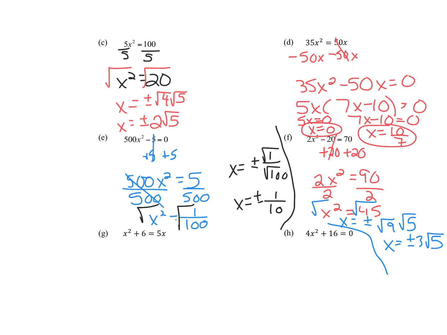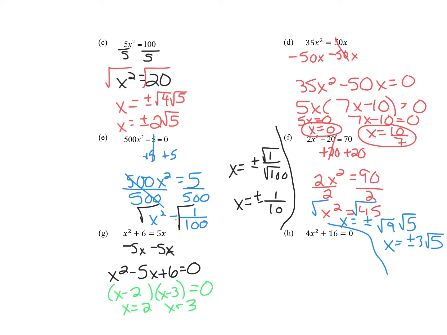The next one is definitely not incomplete, right, because I have the 5x. So I'm going to bring the 5x over. This one I have to set equal to 0. X squared minus 5x plus 6 equals 0. This is one of our easier trinomials, right? Numbers that add up to negative 5 and multiply to 6. So that's negative 2 and negative 3. So my answers here are 2 and 3.